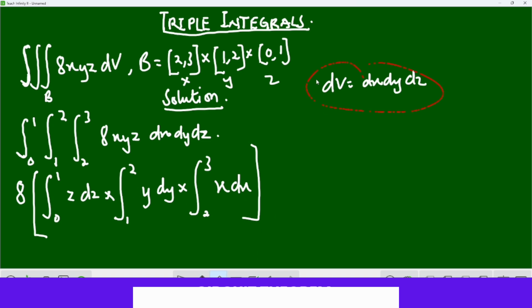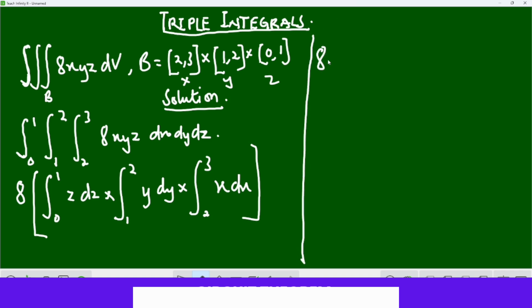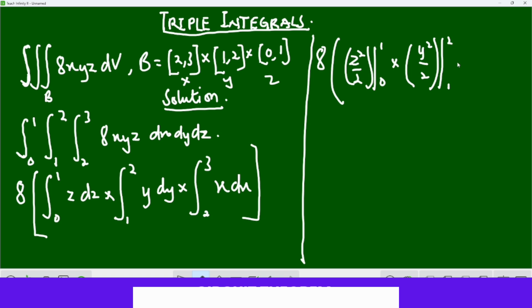Okay. So now, since we have an understanding of the way to go about this, let's go. Our 8 comes, and if we integrate z, we are going to get z squared over 2, with its limits 0 to 1. Now multiplying by y squared over 2 from 1 to 2, times x squared over 2 from 2 to 3. All this, yeah.